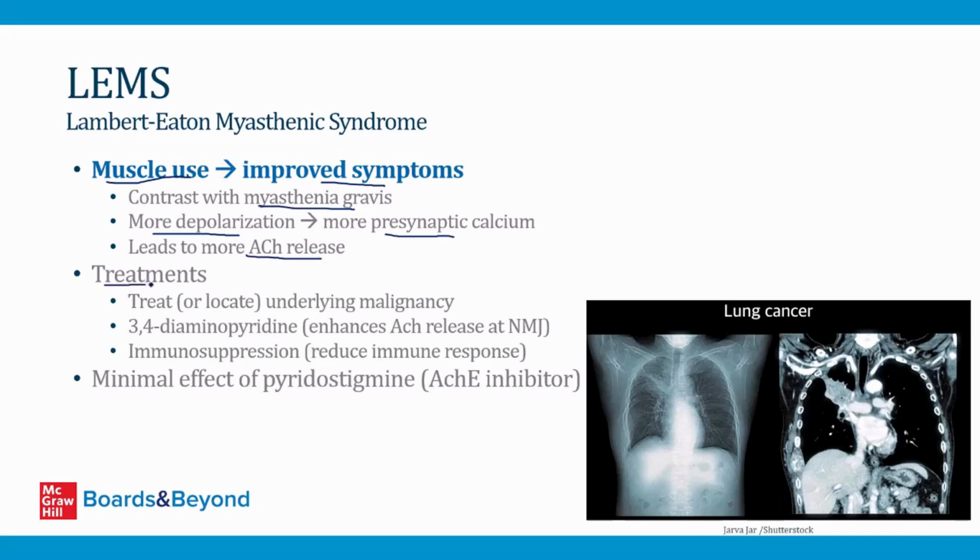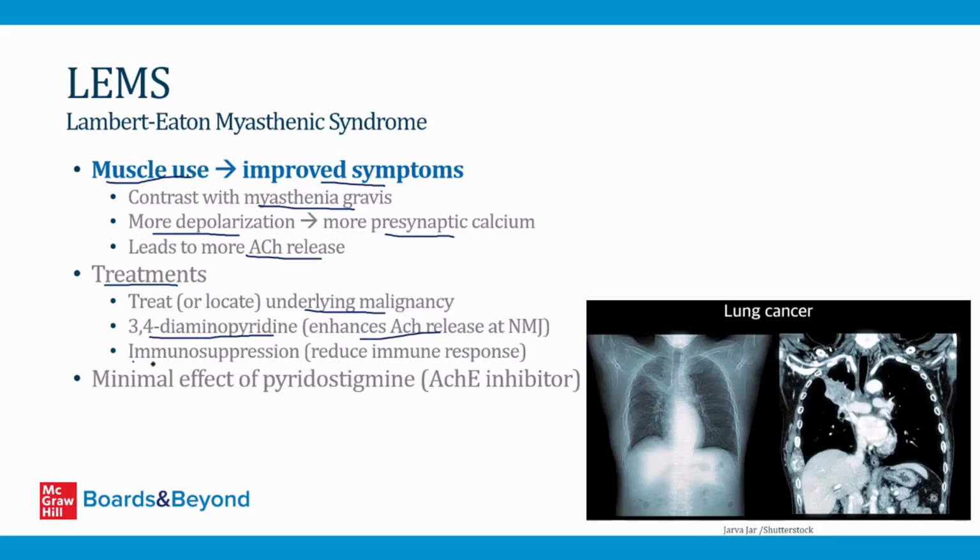I've listed some of the treatments for LEMS here. One of the big ones is to treat or locate the underlying malignancy. If the patient has lung cancer and you remove the lung cancer, that will make the LEMS go away. There's a niche drug that really only has one major indication, and that is the treatment of LEMS. It's called 3,4-diaminopyridine. This drug, through a complex mechanism, enhances acetylcholine release at the neuromuscular junction, and really its only major use is in the treatment of LEMS.